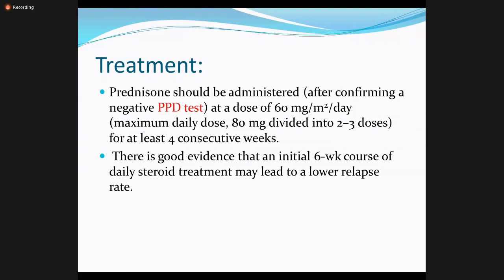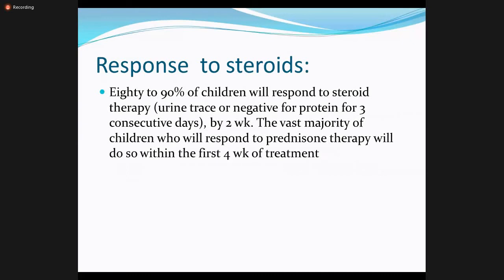80 to 95% of children with typical nephrotic syndrome or minimal change disease have a very good response. They will respond to steroid therapy by 2 weeks. What is a good response, or remission? When the urine is negative for protein for 3 consecutive days, we say that the child has responded to steroids and gone into remission. The vast majority of children who respond to prednisolone therapy do so within 4 weeks, more than 90% of cases.